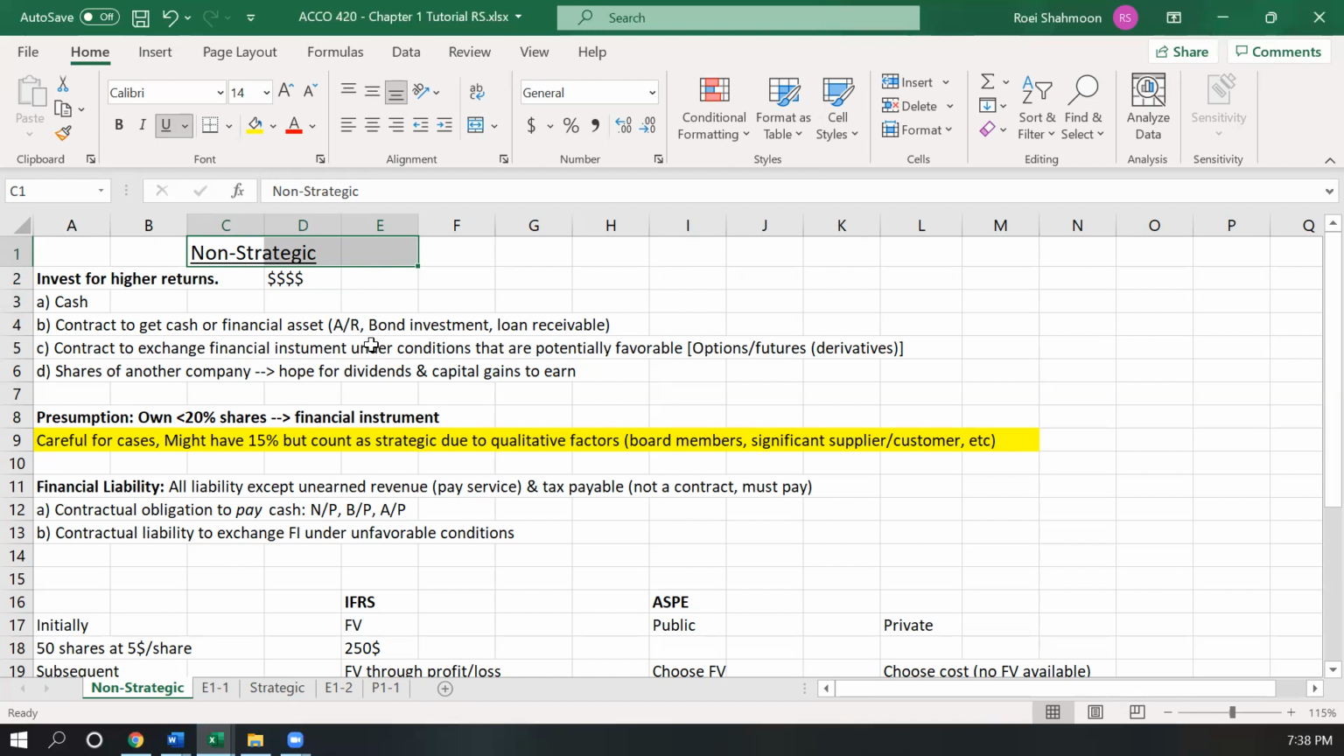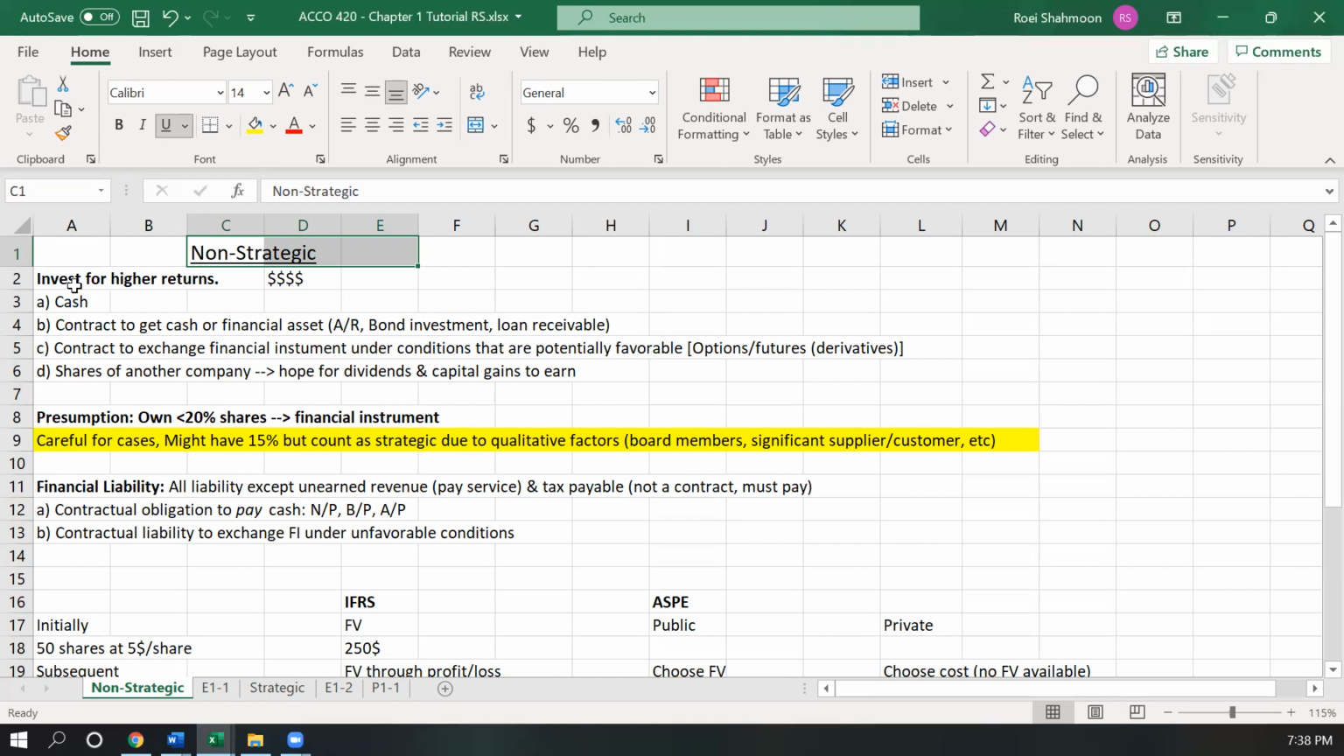We're not doing this in order to kind of acquire a supplier so we have a better supply chain, or maybe acquire a major customer so we can have a smoother transition when we're selling the goods to them, right? So that's kind of the difference between the strategic and non-strategic investments.